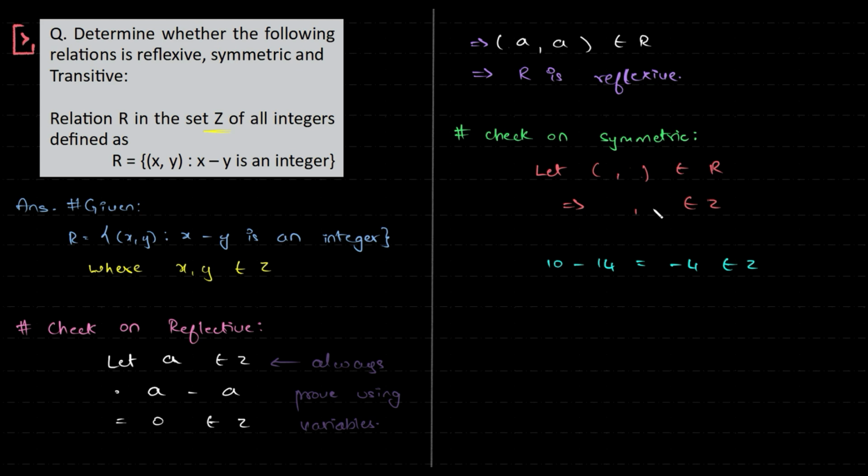So we'll be making use of variables. So we'll tell a and b belong to R. So a and b belong to Z. Then we have a minus b, which is equal to some m. Okay, some result m, where m belongs to the integers, right? Reason being, the difference between integers results in an integer.